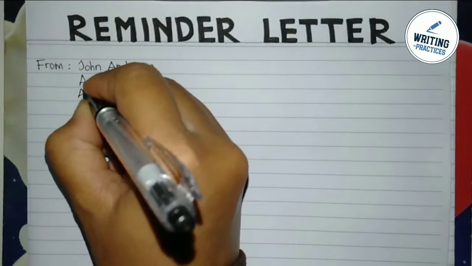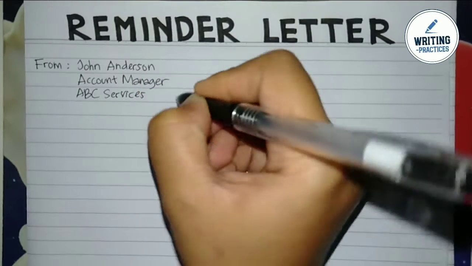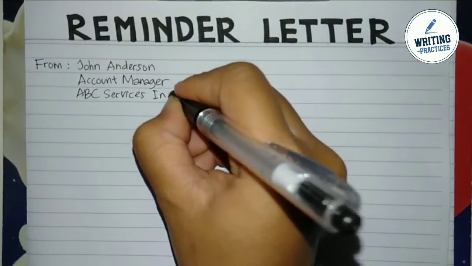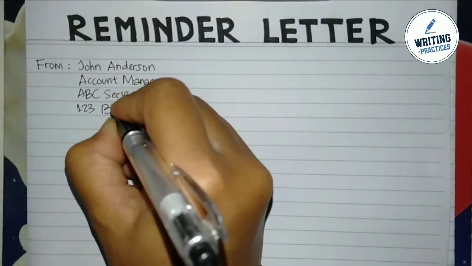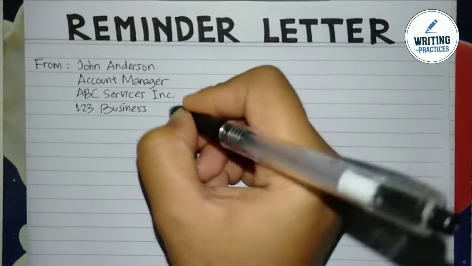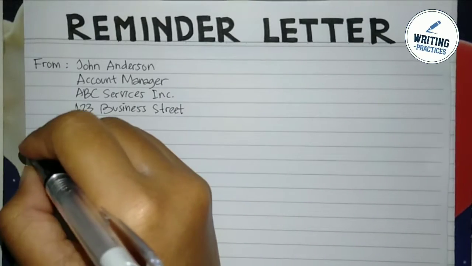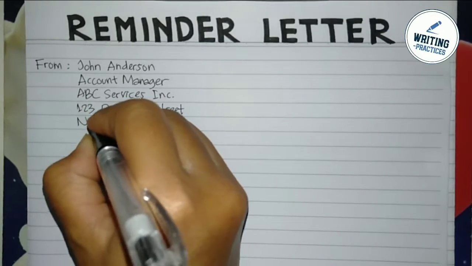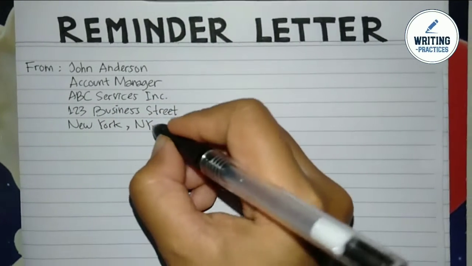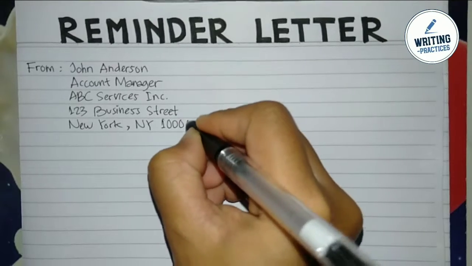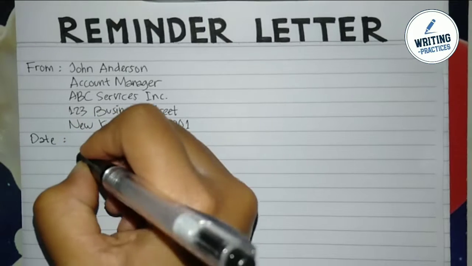Check this out. First of all, you need to write your information as a sender of this letter. Yes, you need to write your full name. Under it, write your occupation in the company or organization or institution. And then, write also the name of the company or organization or institution. In this example, the letter is written by an account manager from ABC Services Incorporation. After that, write also the address of the company or organization or institution. Don't forget to mention the number, street name, city, state, and zip code.